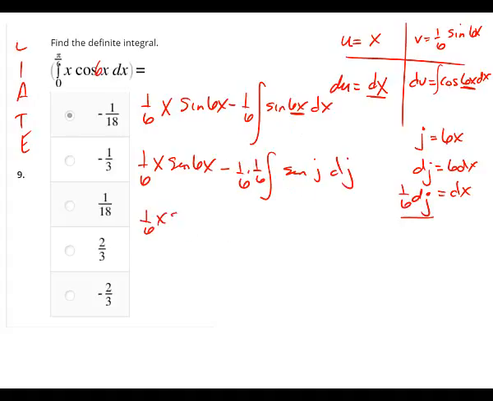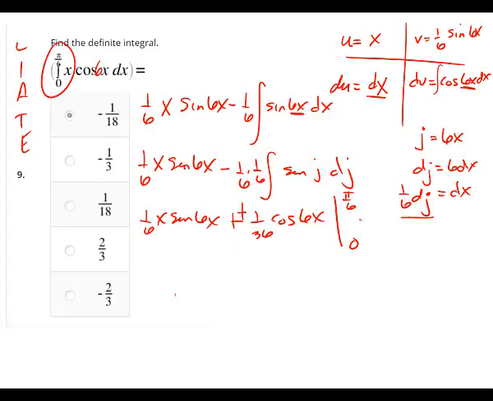So 1/6 x sine 6x minus 1 what? 1/36. When we integrate sine, what do we get? Negative cosine. And then instead of writing j, we're going to write 6x. And we're not doing a plus c because it gave us limits here, so 0 to pi over 6. The double negative becomes positive.